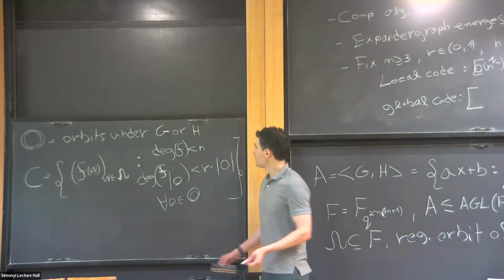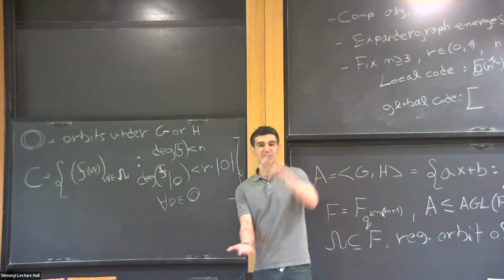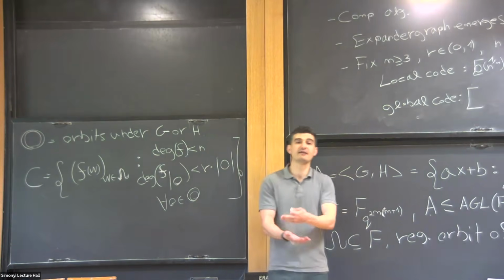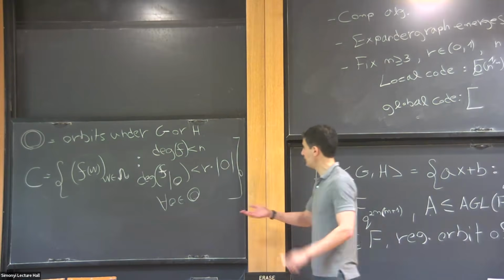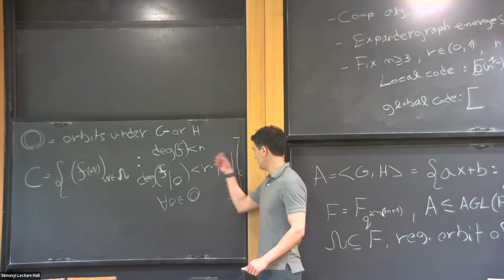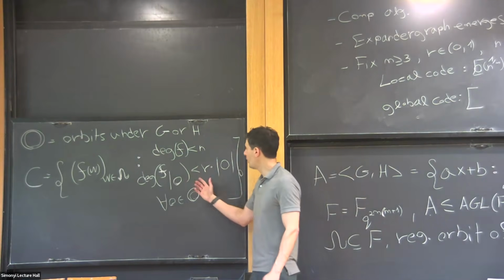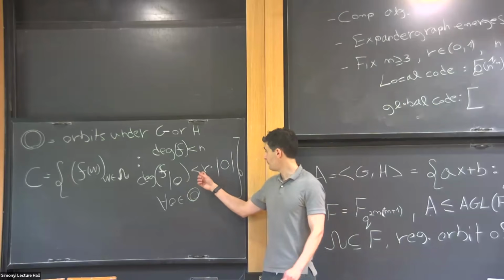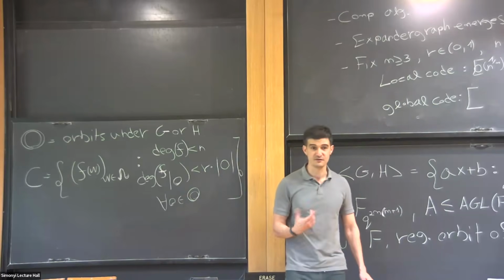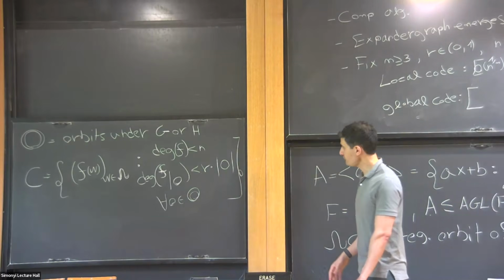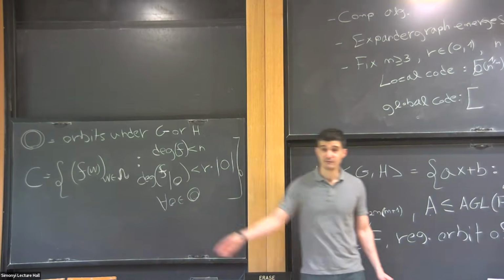Okay, so we want that when we restrict a polynomial to a subset, what we get is a polynomial of smaller degree. The degree is strictly less than the size of the subset or the orbit. But here we want it to be much smaller. How much? r times the size of the set or the orbit. Okay, so this is the code.